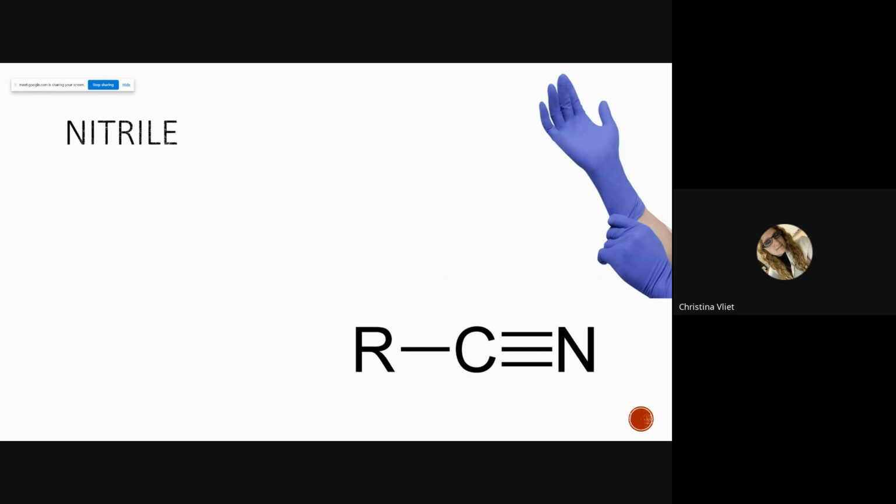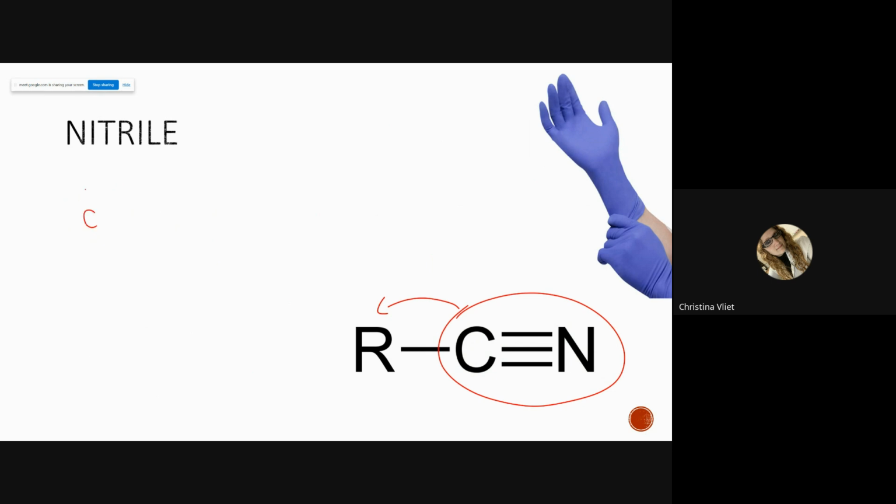Nitrile. They're there for a reason. Nitrile gloves. Right. When you go do your next lab, look at the box of gloves. It says nitrile. That's a nitrile. And so nitrile is basically C triple bond N connected to a carbon. That's all you've got to know. C triple bond N connected to carbon.